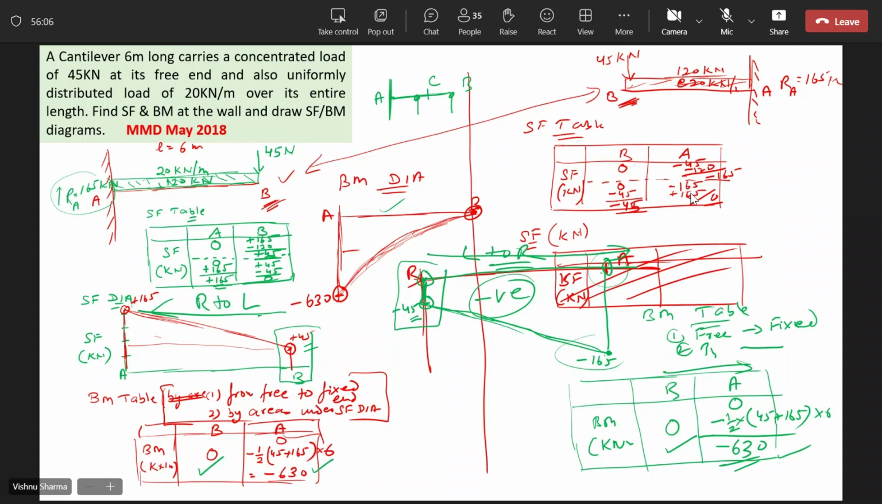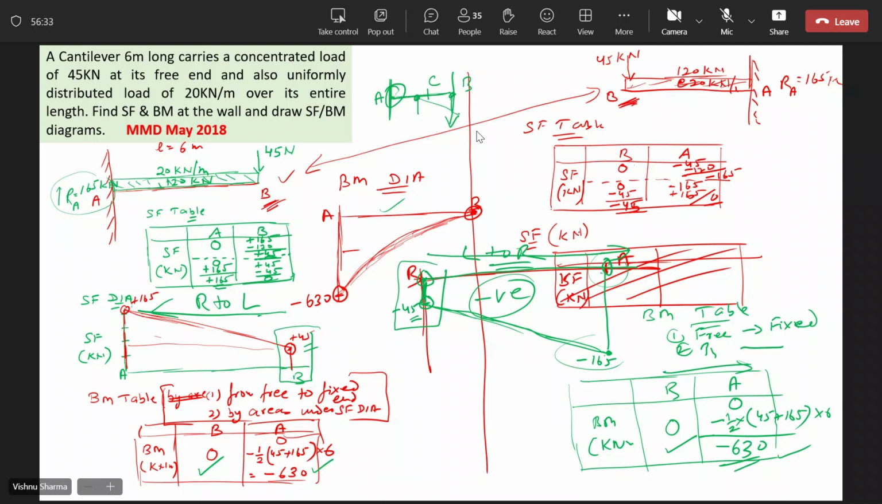Where would the pipe bend? B. Pipe bends at A. Just imagine if you have put a pipe and you are hanging to it, where does the pipe bend? At the free end? At the free end, it does not bend. The free end moves up and down, but bending takes place here.